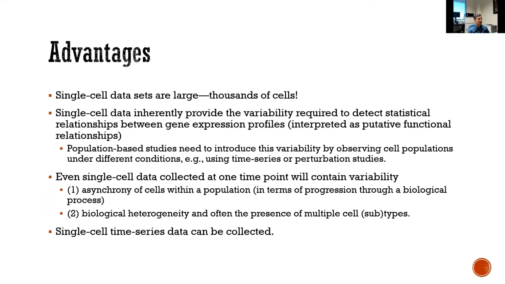This is a summary of the advantages. Single cell data sets are large, with thousands of cells, and single cell data inherently provide the variability required to detect significant statistical relationships between genes. If you have traditional samples, you may have a population-based study, and that needs to introduce this variability using perturbation, or you have to rely on multiple samples at different time points.